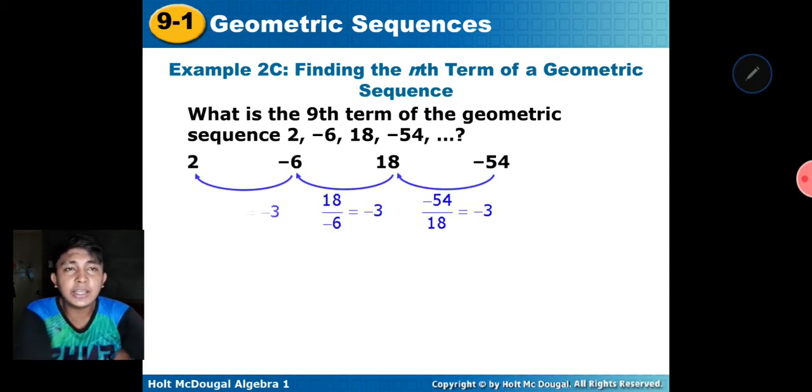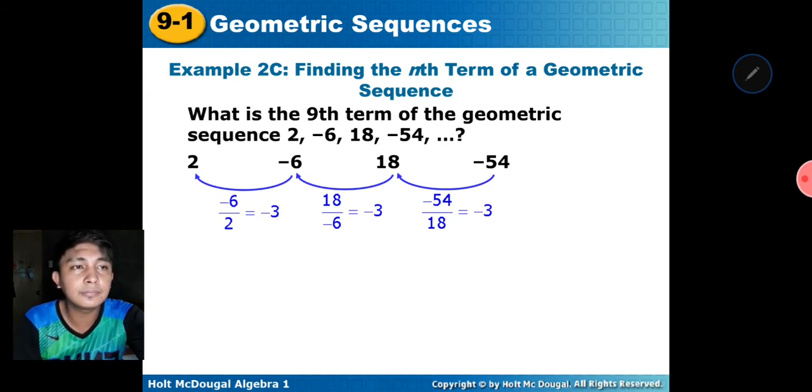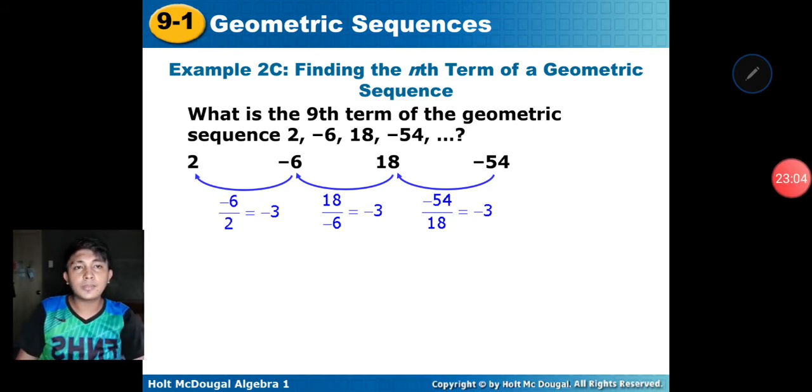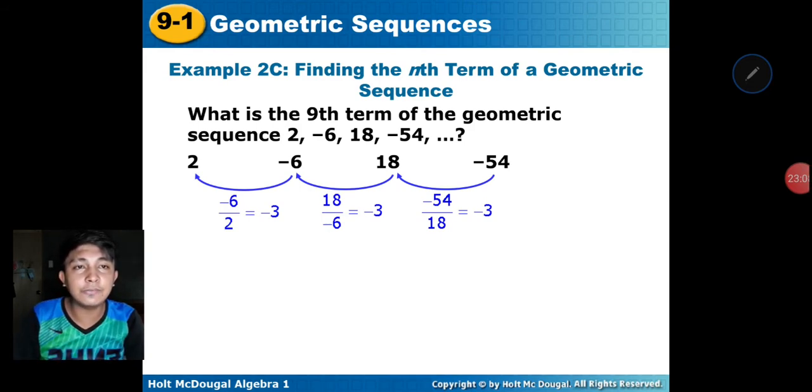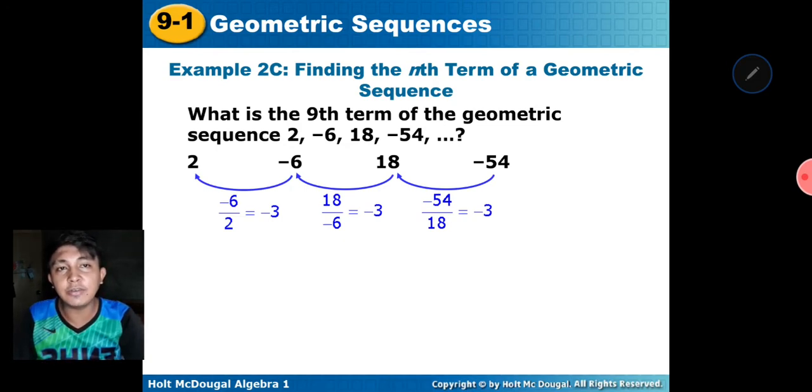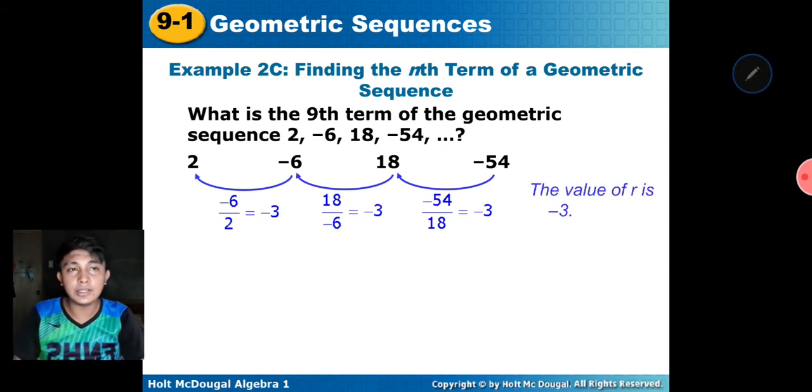So, with that, we divide negative 54 by 18. Okay, so, negative 54 divided by 18 is negative 3. 18 divided by negative 6 is negative 3. And negative 6 divided by 2 is negative 3. So, there we have it. We have now the common ratio, which is negative 3.